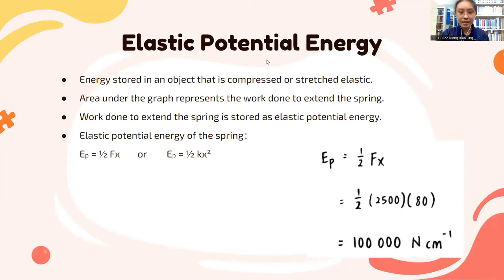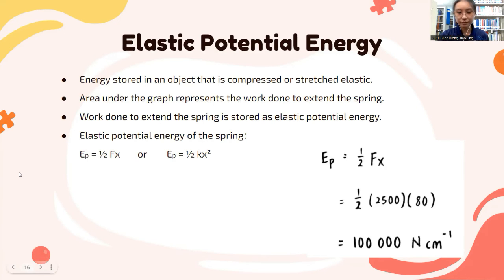Okay. What is elastic potential energy? Elastic potential energy is energy stored in an object that is compressed or stretched elastically. The area under the graph represents the work done to extend the spring. So we can calculate the elastic potential energy by calculating the area under the graph. Work done to extend the spring is stored as elastic potential energy. Elastic potential energy of the spring can be calculated by both of these formulas: EP = 1/2 Fx, or EP = 1/2 Kx².